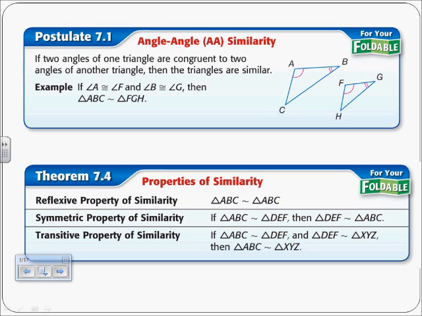Restating the postulate on the top, another picture, the angle-angle similarity postulate. Down the bottom, it talks about all of the properties that hold true for similarity. The reflexive property holds true, the symmetric property holds true, and the transitive property. So just like congruency, the similarity properties hold under the laws of reflexive, symmetric, and transitive.